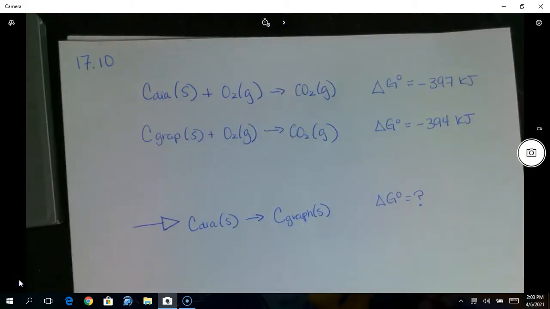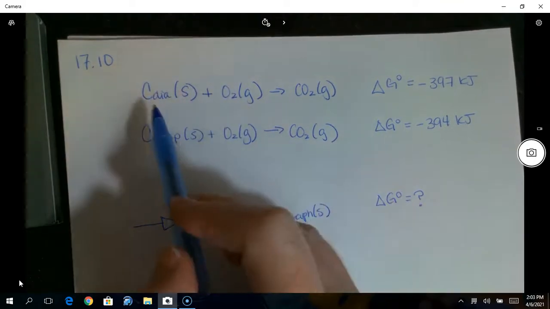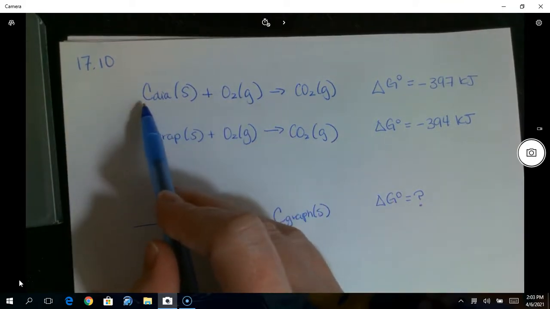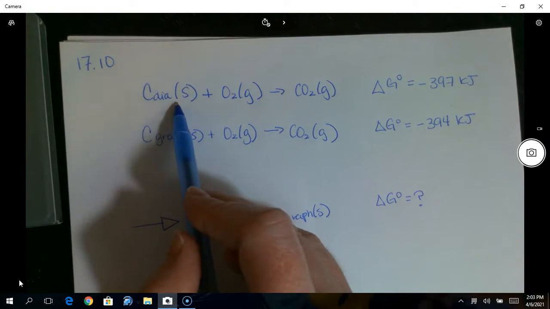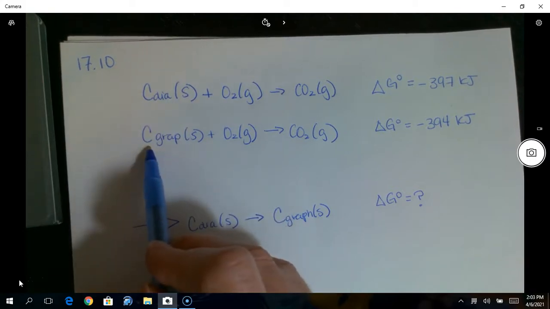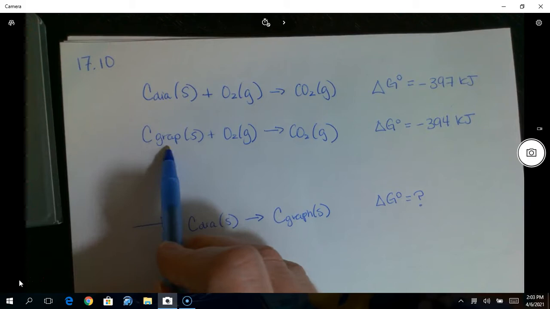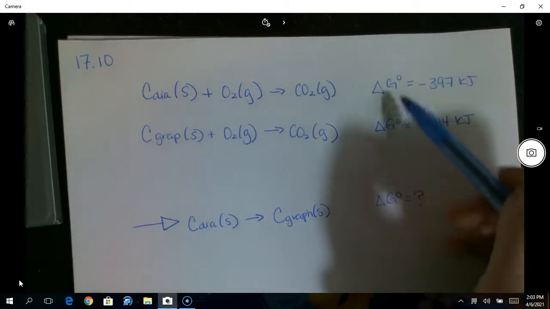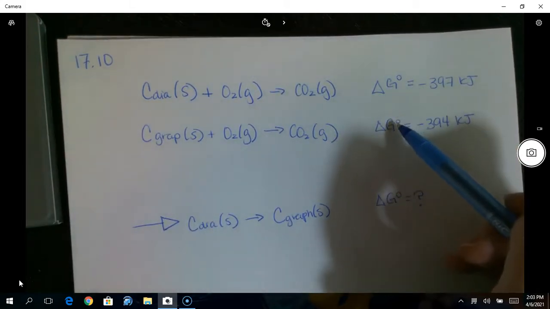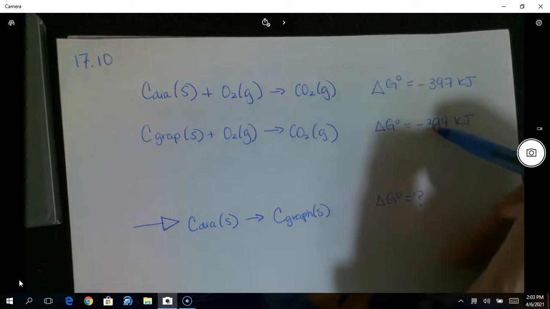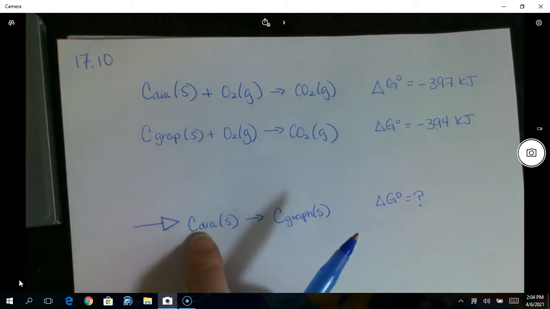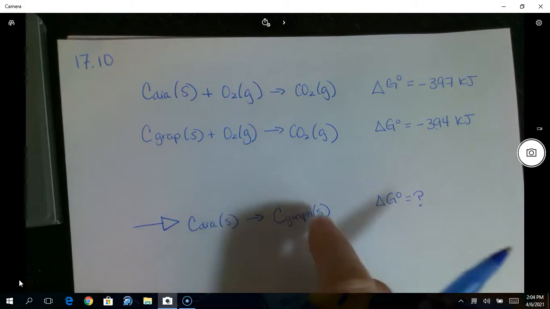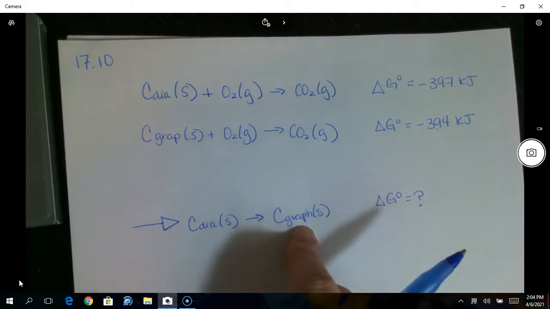In 17.10, we've got 2 equations. We've got the combustion of carbon in the diamond form. We've got combustion of carbon in the graphite form. And it's given our Gibbs free energy changes for each of these. But what we want to know is, what about just when diamond converts to graphite?